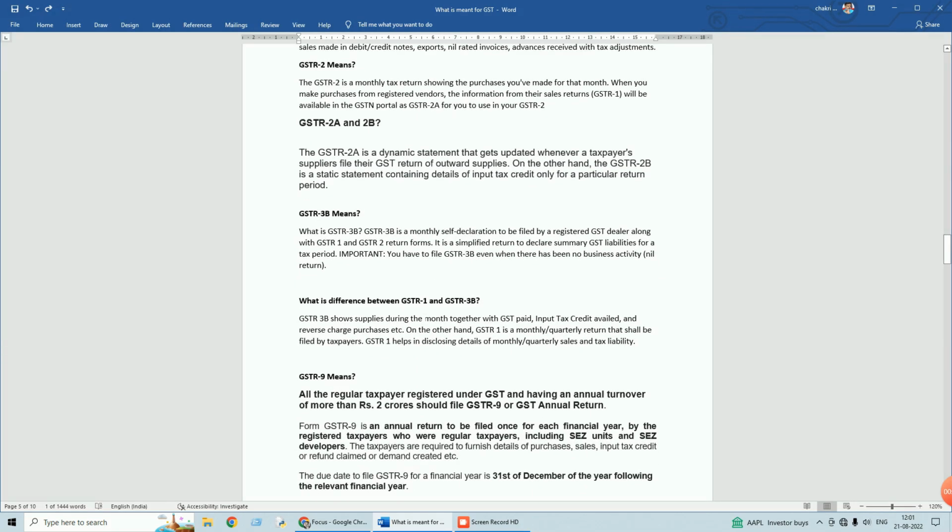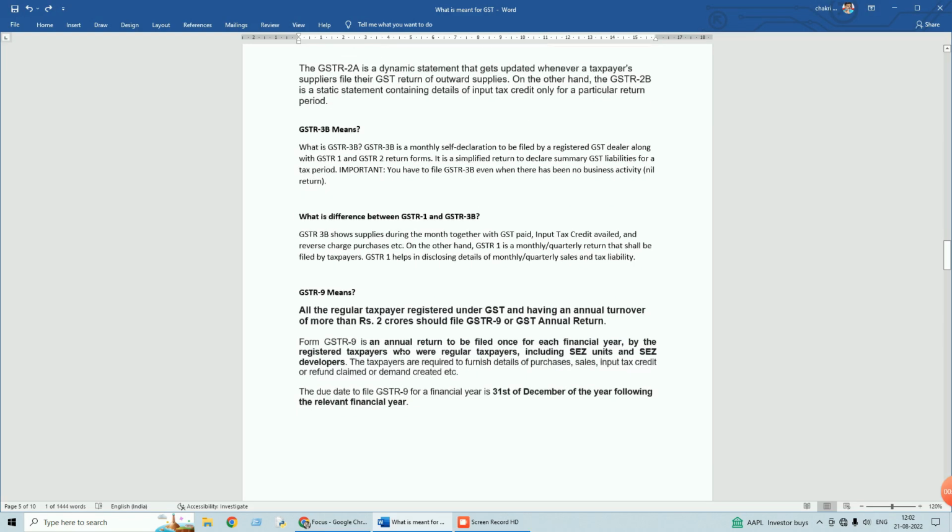Okay, now I will tell you the difference between GSTR1 and GSTR3B. GSTR3B shows supplies during the month together with GST paid, input tax credit availed, reverse charge purchases, etc. On the other hand, GSTR1 is a monthly or quarterly return that shall be filed by taxpayers. GSTR1 helps in disclosing details of monthly or quarterly sales and tax liability. This is the difference between GSTR1 and GSTR3B.